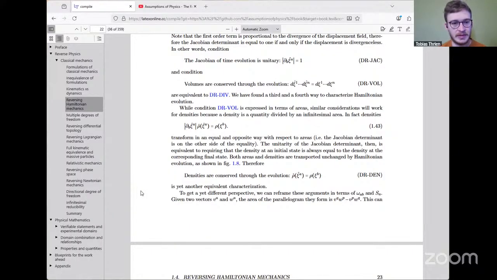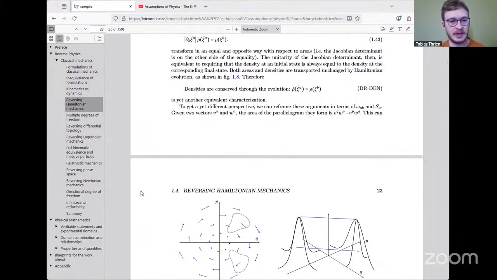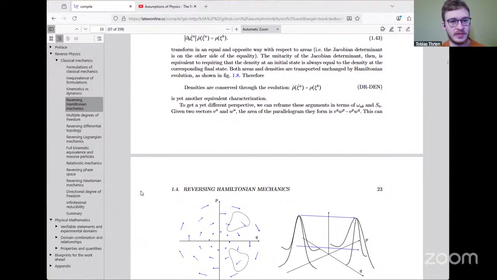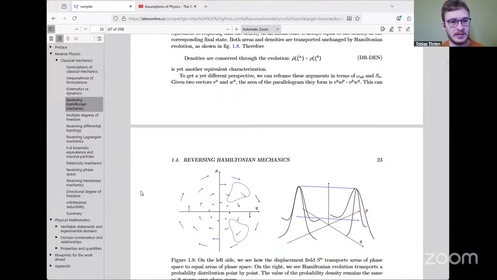The unitarity of the Jacobian determinant then is equivalent to requiring that the density at an initial state is always equal to the density at the corresponding final state. Both areas and densities are transported unchanged by Hamiltonian evolution as shown in figure 1.8. Therefore, densities are conserved through the evolution is yet another equivalent characterization. And there we have figure 1.8.